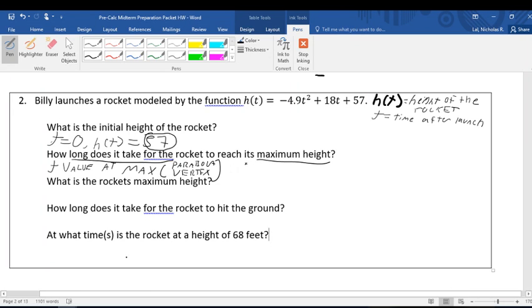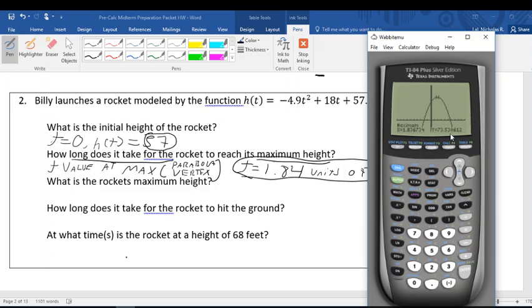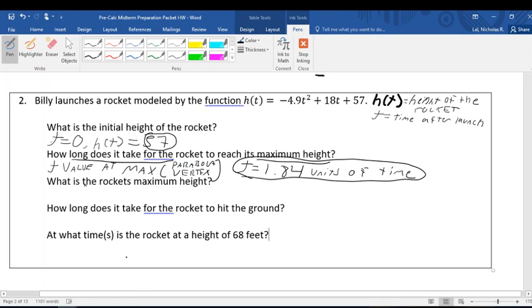So how long does it take? Our time is going to be equal to 1.84. Units are not specified, so units of time. What is the rocket's maximum height? Well, we just calculated our rocket's maximum height, and that's 73.53. So the maximum is going to be 73.53 units of distance.